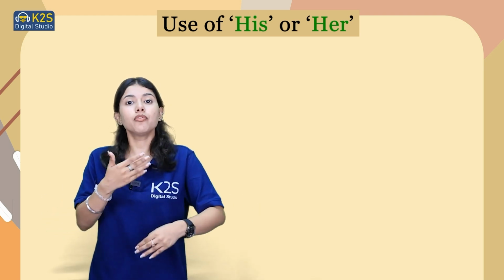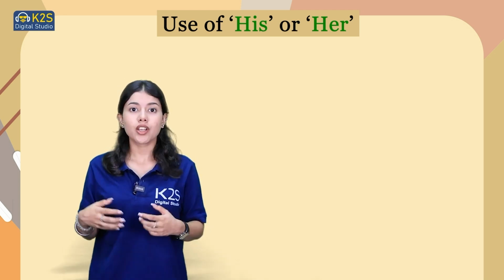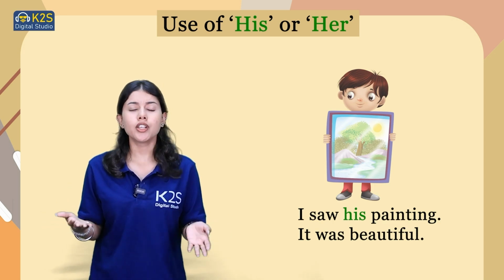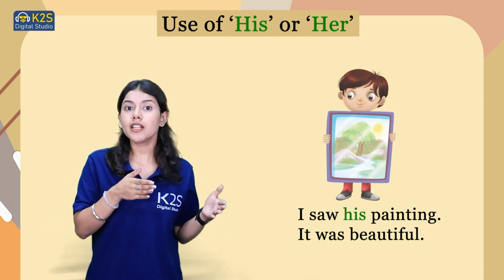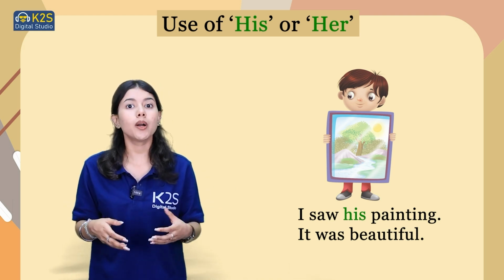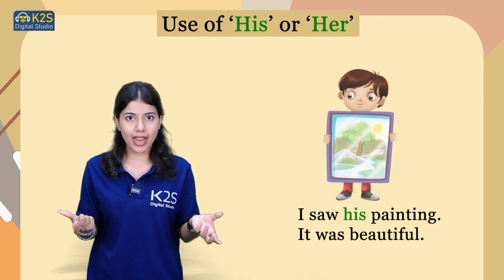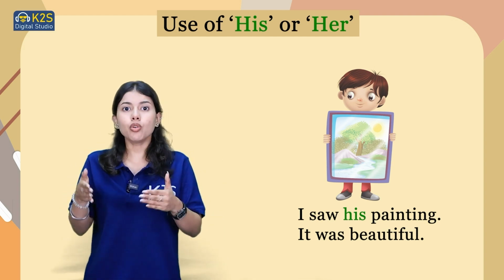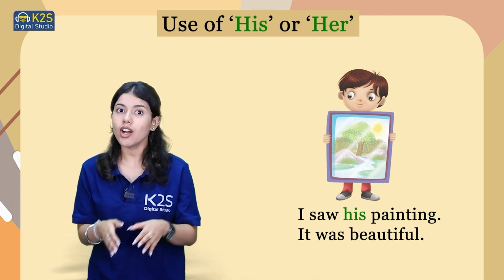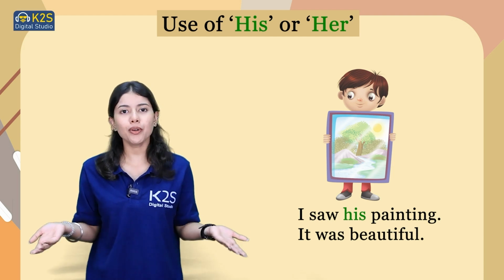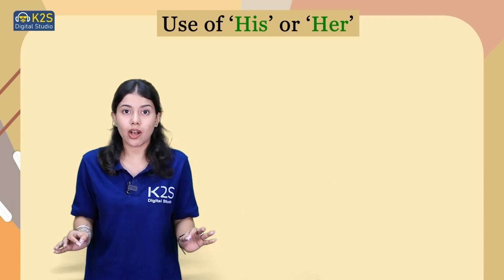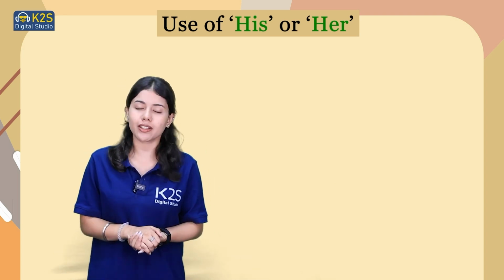Now we'll move forward towards our other example. In this example, we are talking about a boy who has drawn a painting which is beautiful. The sentence is, I saw his painting and it was beautiful. In this sentence, we are talking about a boy, a male gender, so we used his to denote him. Did you get that? Great. Now we'll move forward and look at some other examples.